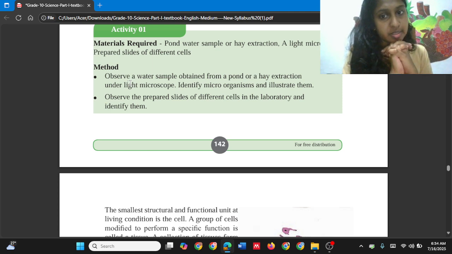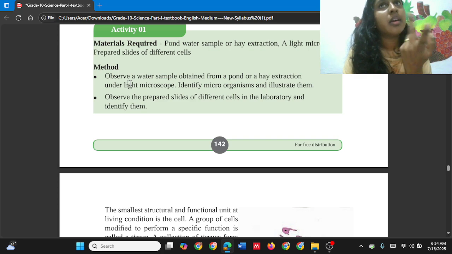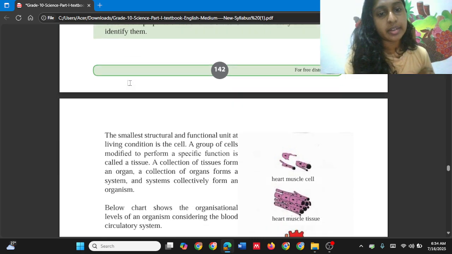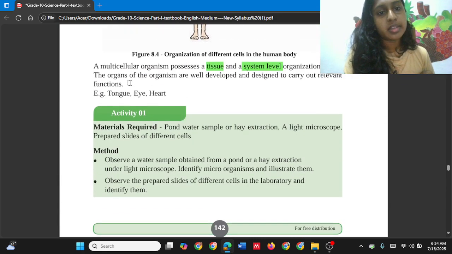Identify microorganisms and illustrate them. Mainly you should obtain those protozoans and sometimes chlamydomonas. Most of the time chlamydomonas and protozoans. Observe the prepared slide of different cells in the laboratory and identify them. Okay, that is from a different part.